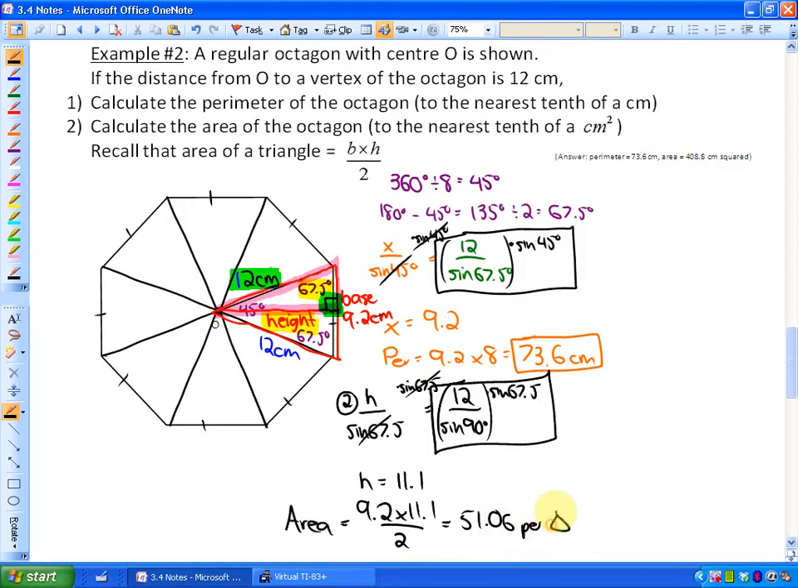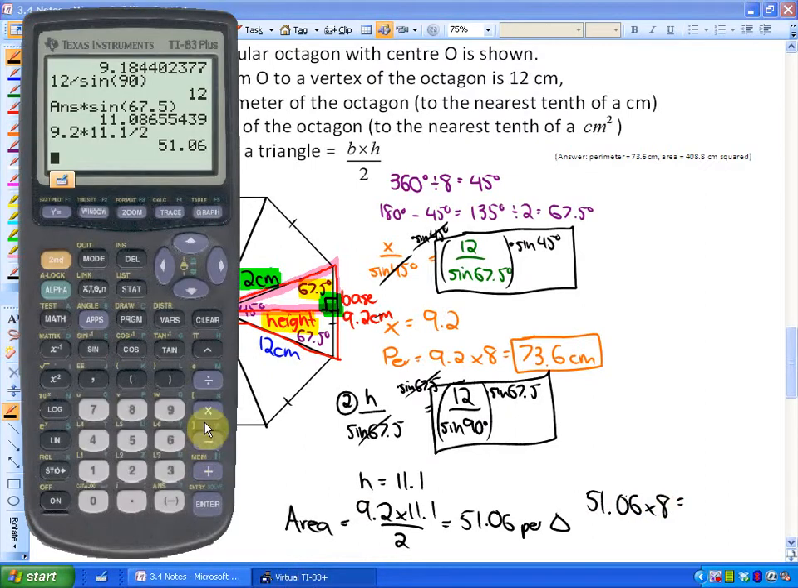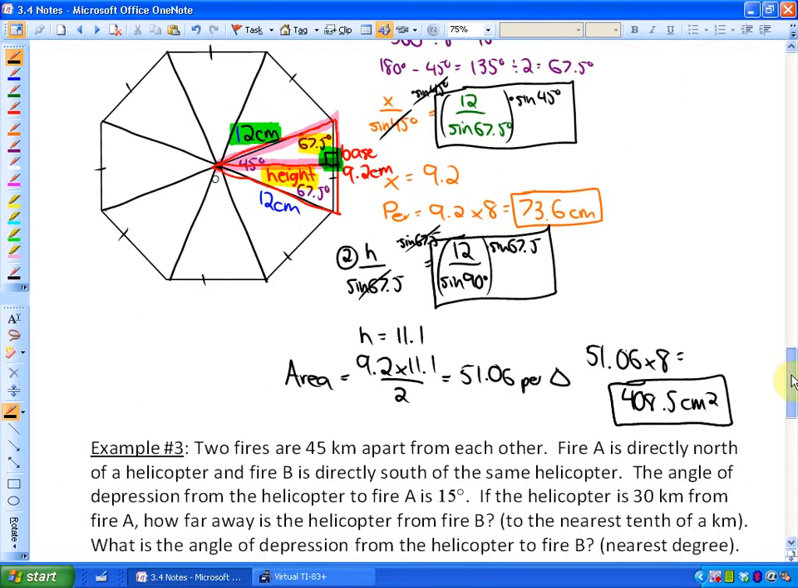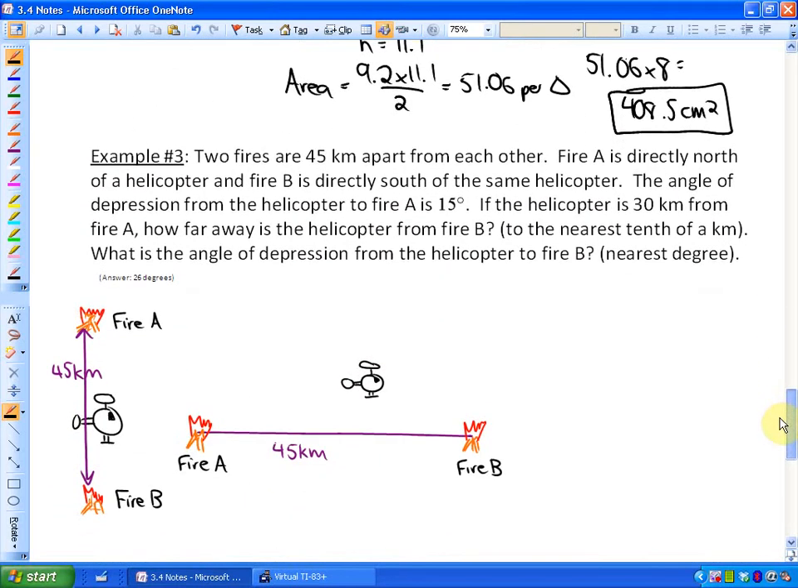That's per triangle. So I have to take that, because there's 8 triangles, and times it by 8, and I would get my answer. So the area is 408.5 roughly. So 408.5 centimeters squared. Again, there's multiple other ways to get a similar answer. Let's look at the last problem.